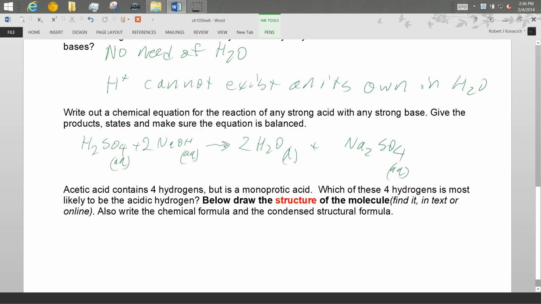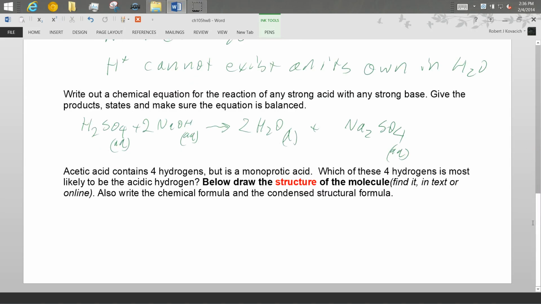Why is it aqueous for the acid? Because acids are soluble. Why is it aqueous for the sodium hydroxide? Because there's a group 1 metal. Why is it liquid for the water? Because it's water. Why is it aqueous for the sodium sulfate? Because there's a group 1 metal and there's a sulfate. So it's pretty soluble.